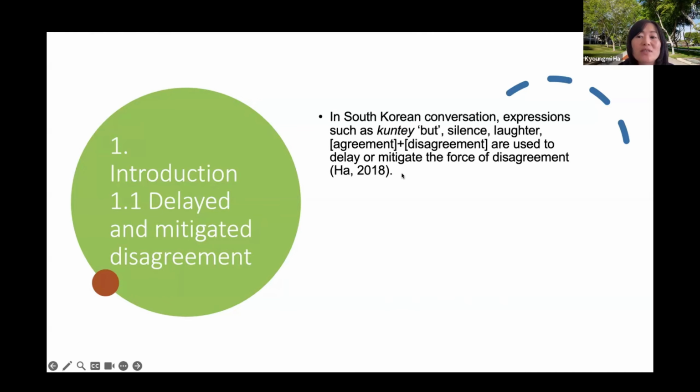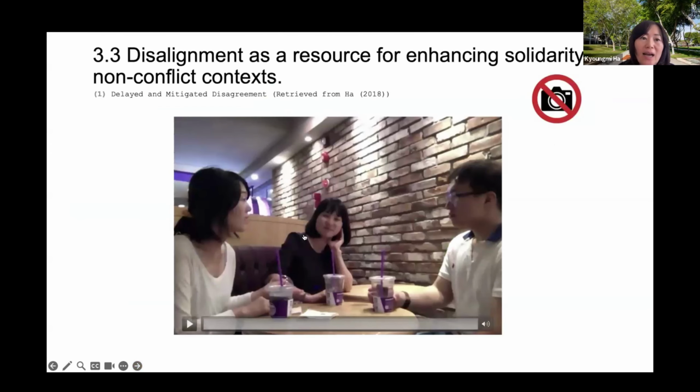So I'm going to show you one example of South Korean disagreement. In South Korean conversation, according to Ha's study, expressions such as 근데, which means but, silence, laughter, and the agreement-first, disagreement-later format are used to delay or mitigate the force of disagreement. So I have this data here. In this piece of conversation, you see three speakers, and we can observe an instance of disagreement and how the other speakers respond to it. I'm going to play the video.